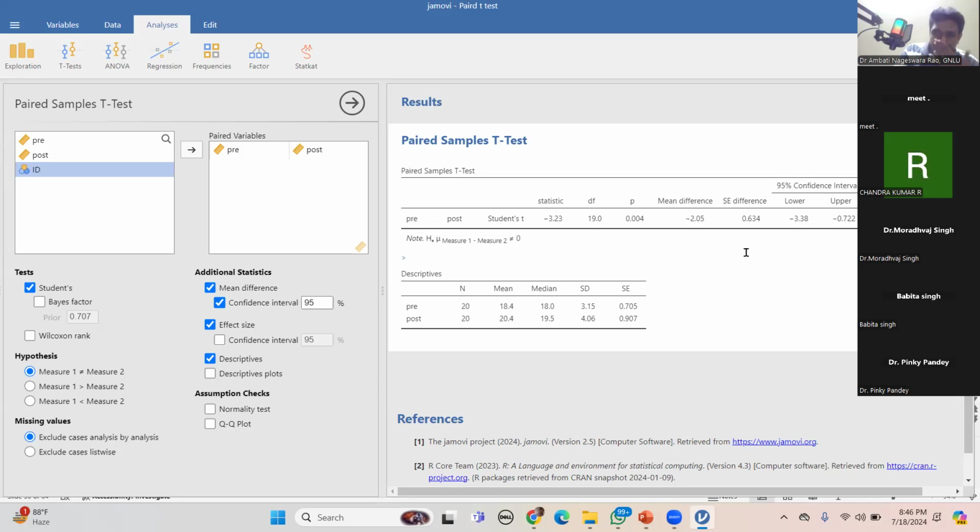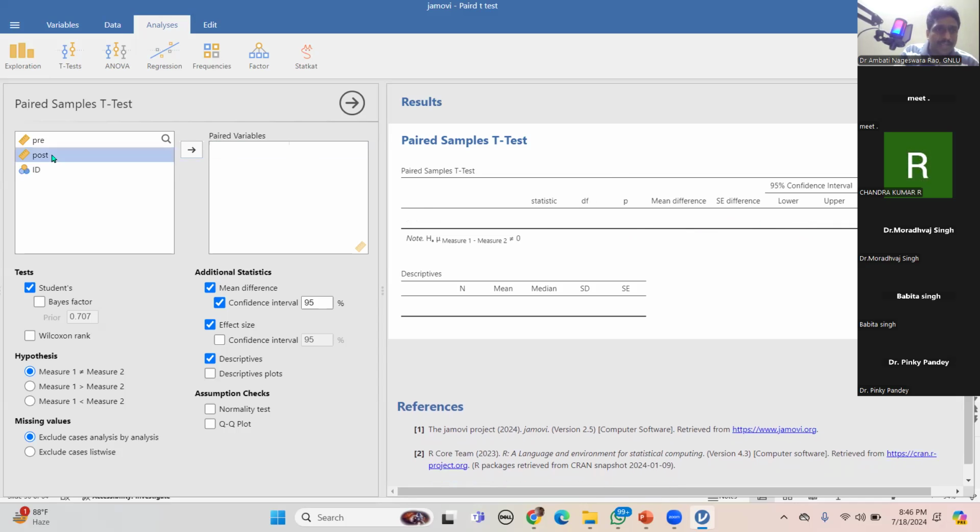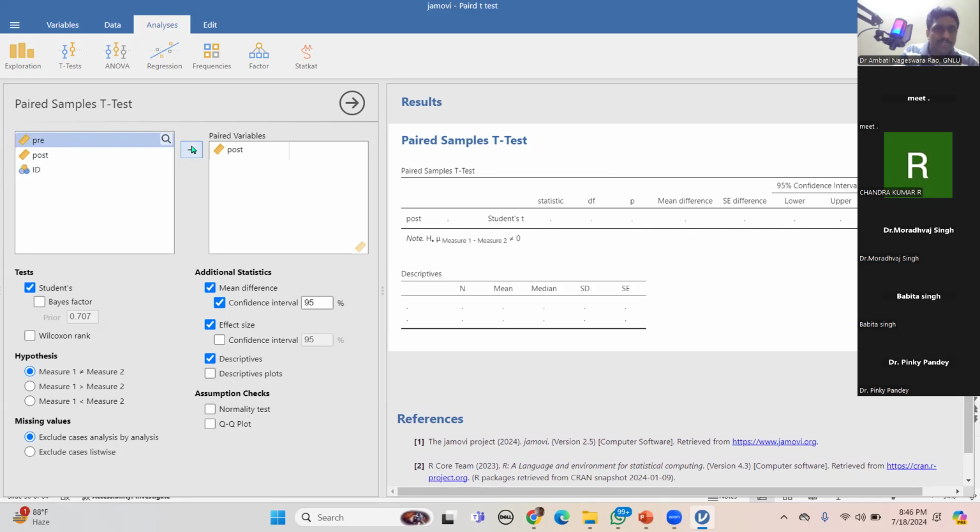Now, when it comes to the confidence interval, you may wonder why we are getting a minus sign. Let's take, for example, post first, minus pre. That is the reason I mentioned that you don't need to worry about the plus or minus sign when it comes to one sample t-test, independent sample t-test or paired sample t-test. Just look at the results here. Now there is no minus: post minus pre, so there is a difference of 2.05.